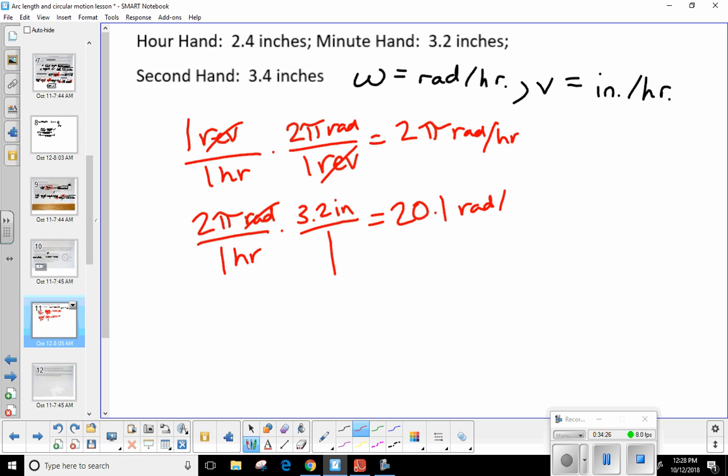Oh, not radians. Remember, the radians dropped out. Inches. That is exactly right. Good job. Okay. Here we go. Drop them. All right, who wants to come on up for the hour?